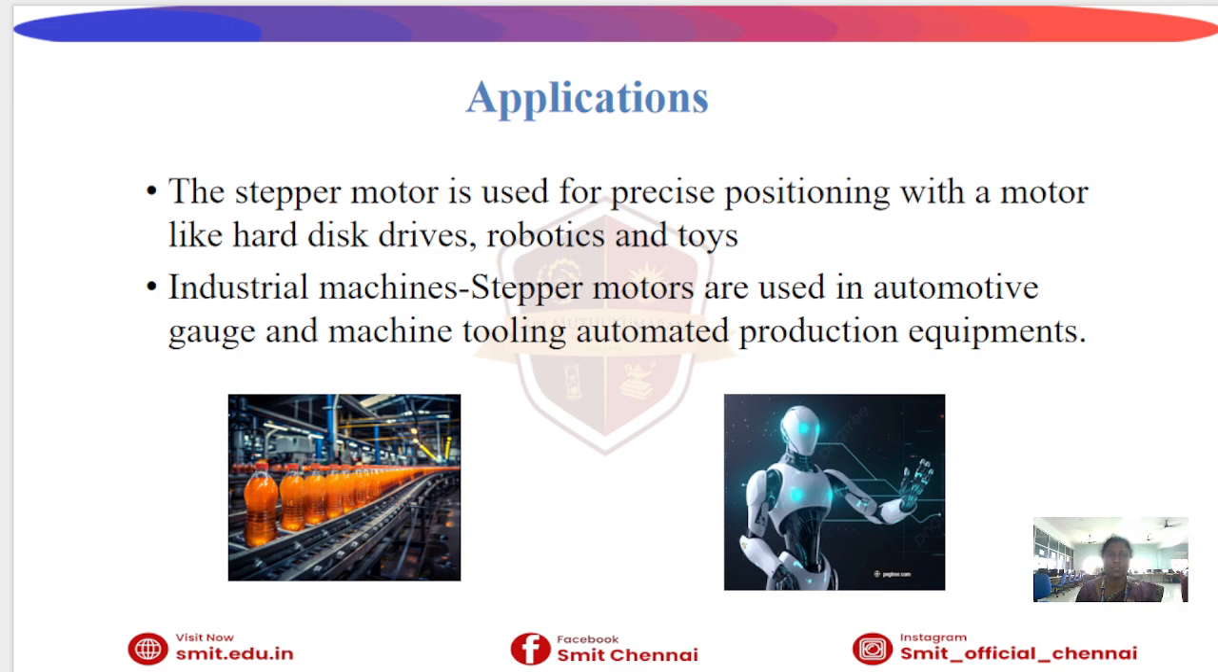Second one is robotics. In robots, stepper motors are used to control the movement of the robot arms and joints. They provide precise position control, which is important for tasks like picking and placing objects. And the third one is toys. Stepper motors are used in electronic toys and moving models. They allow controlled movements such as rotating wheels and moving parts step by step.